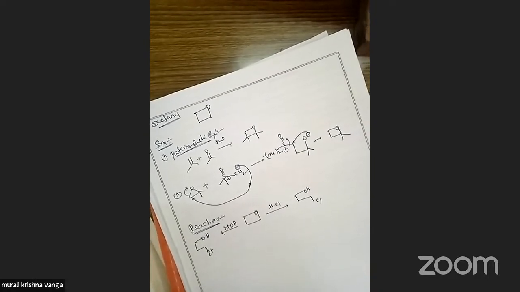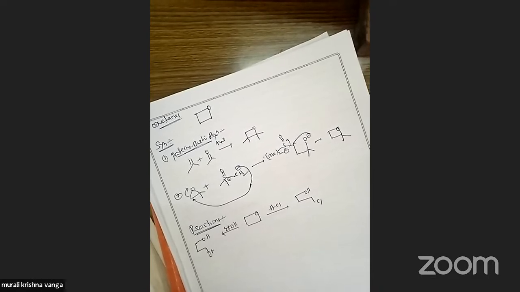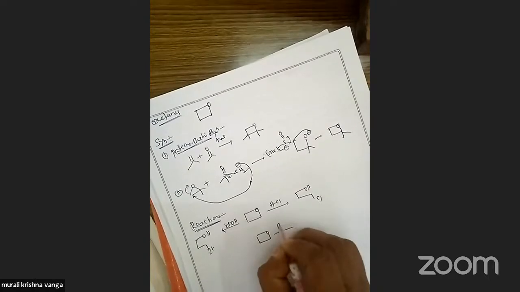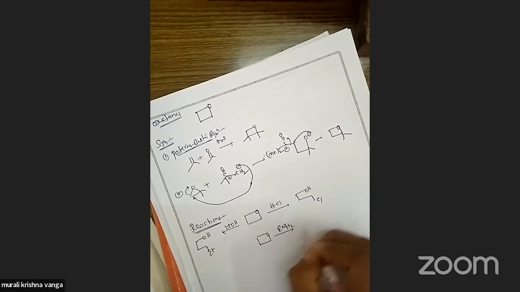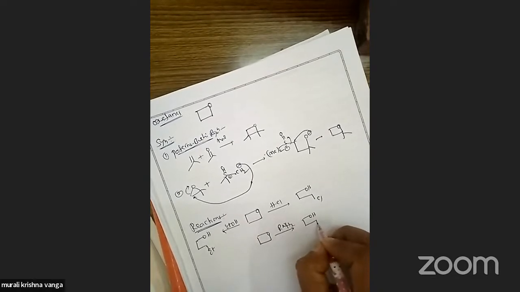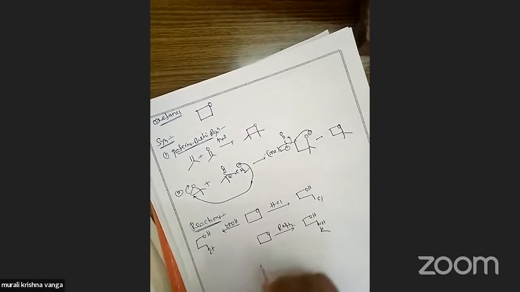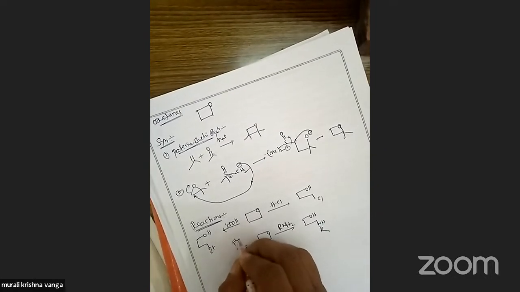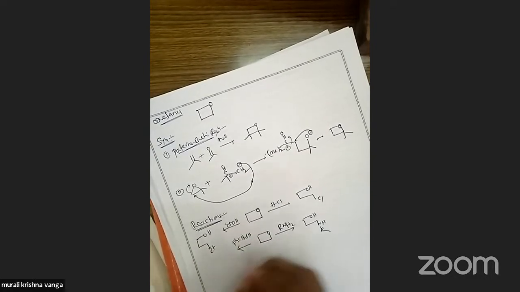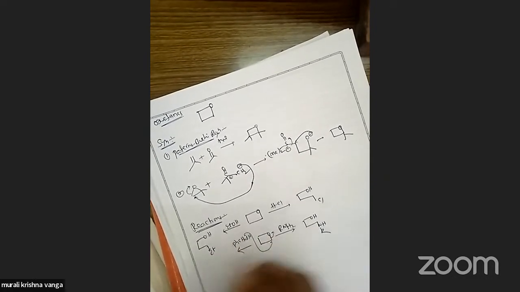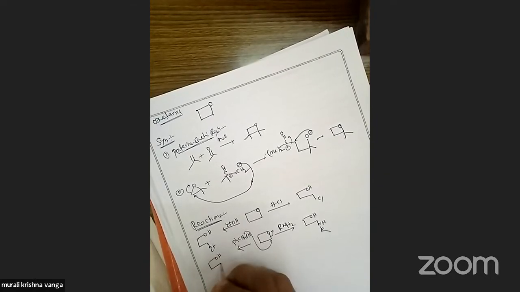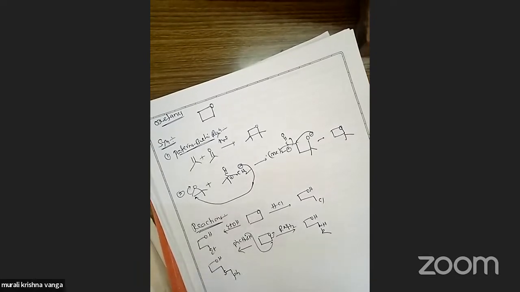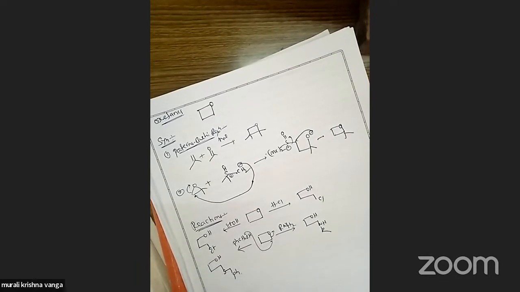Next one is base catalyzed ring opening. So this is an example, and this is the amines. Next one is benzyl thioalcohol. Ring opening takes place. This is the product. Okay.